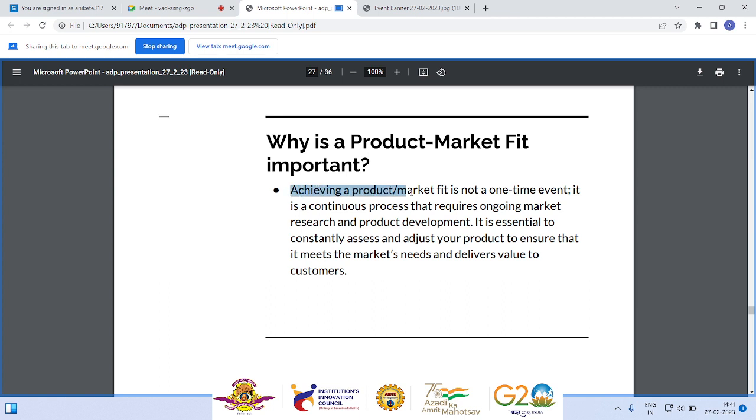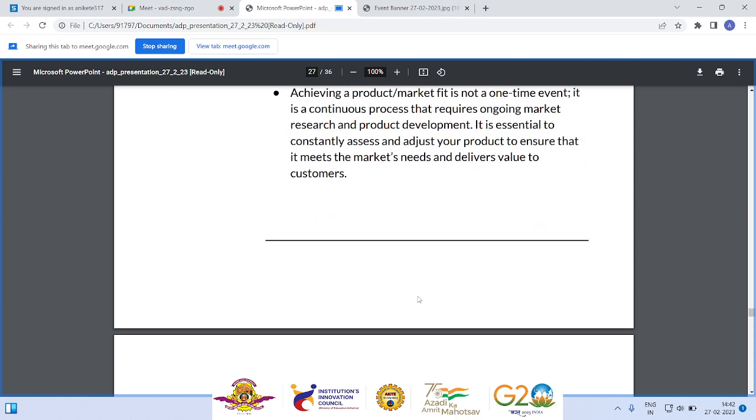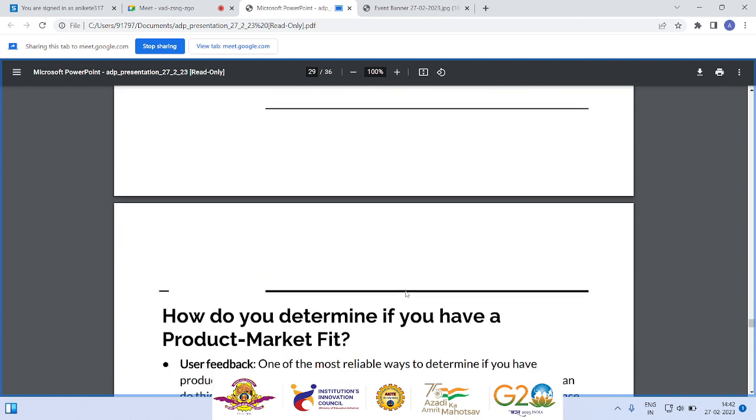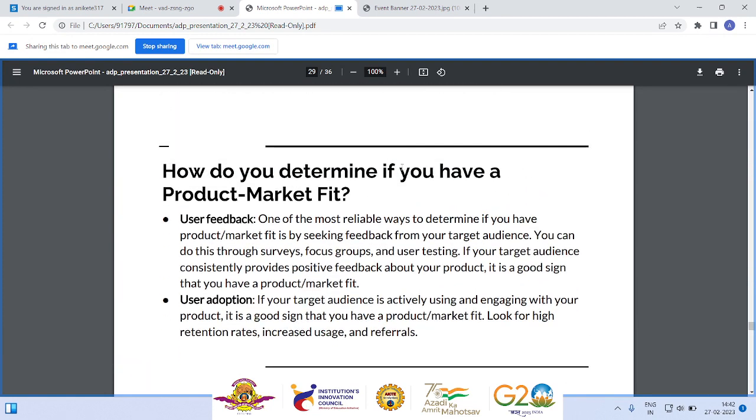So achieving a product market fit is not a one-time event, it's a continuous process that requires ongoing market research and product development. That is a definite part, because every day you have new competition, every day there are different entities. Every day you have to look out for what the needs of the customer are that your market is availing, but your product is not able to provide. Yes. Then, how to determine if you have a product market fit?